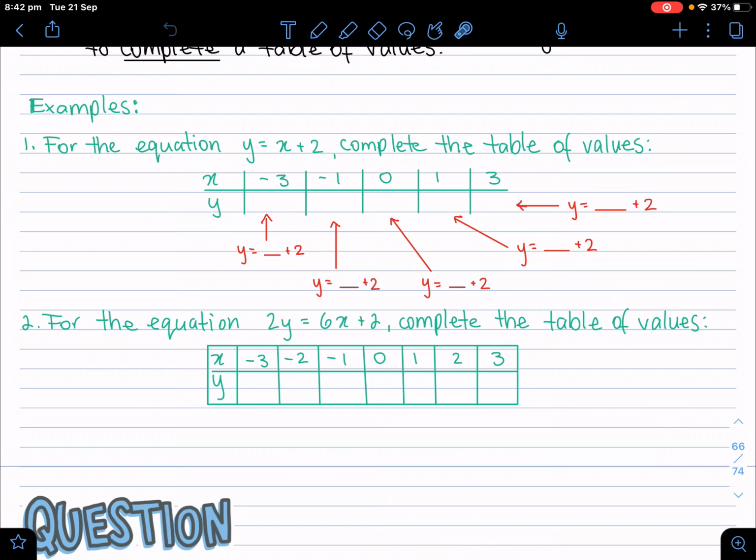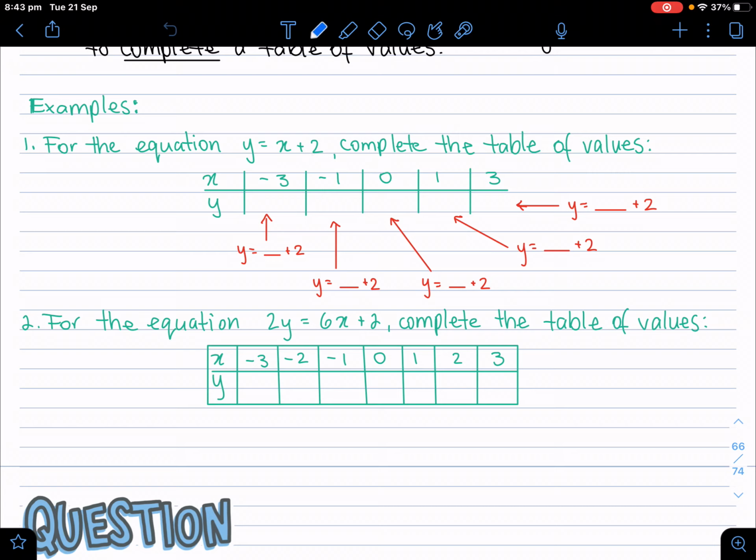So for example 1, it says for the equation y equals x plus 2, complete the table of values. So that means that y will equal whatever x is plus 2. You really have to understand what the formula is before you start plugging it in. So again, y will equal whatever x is plus 2 for this particular table.